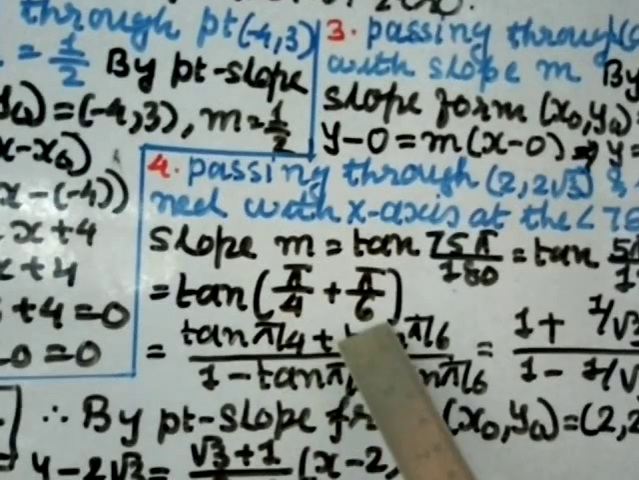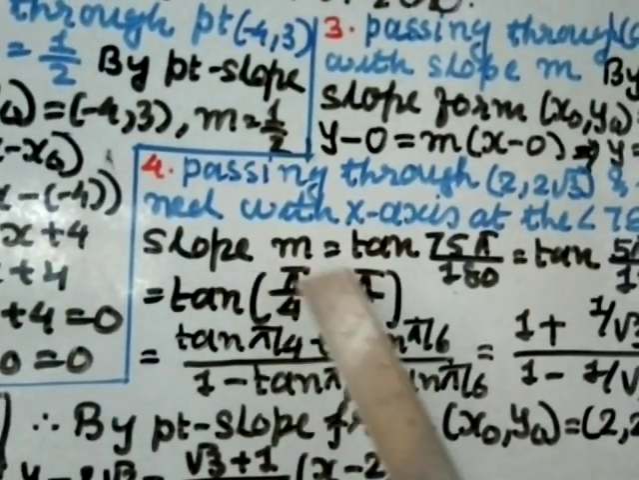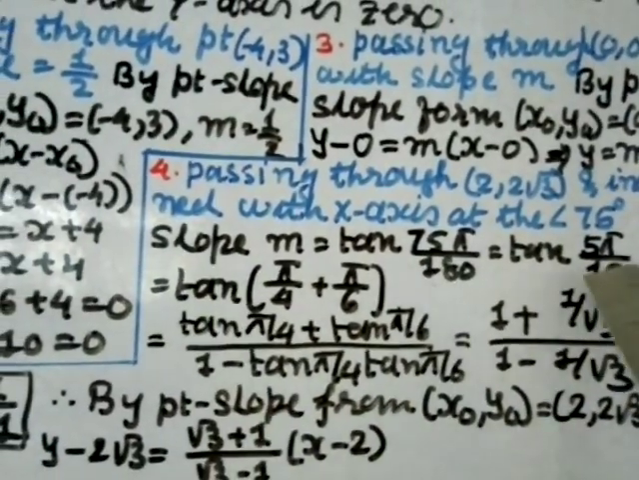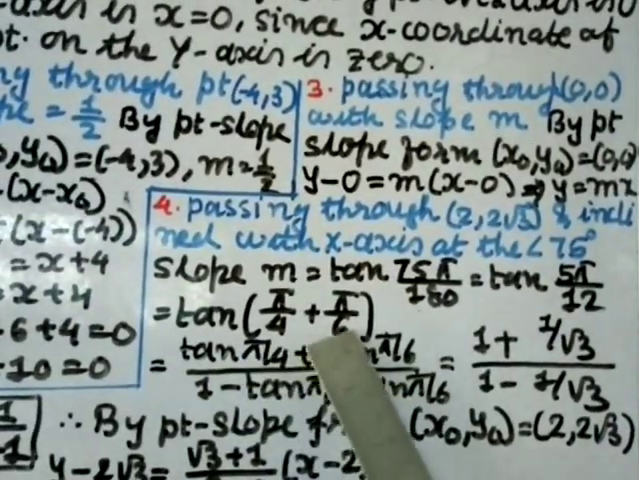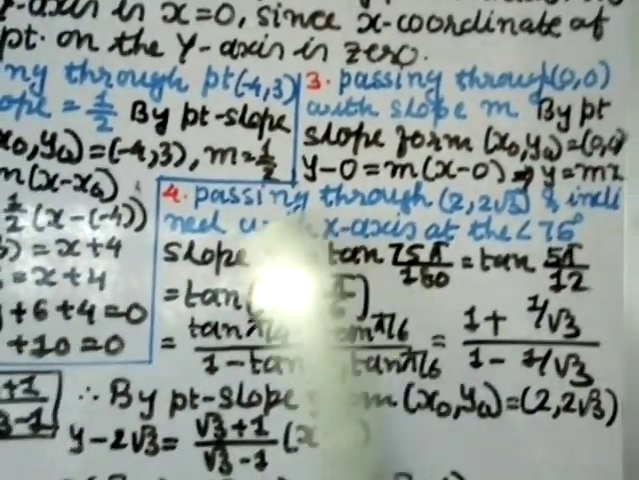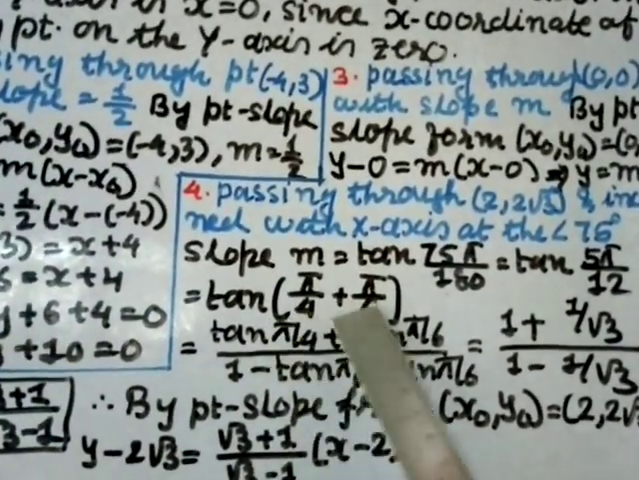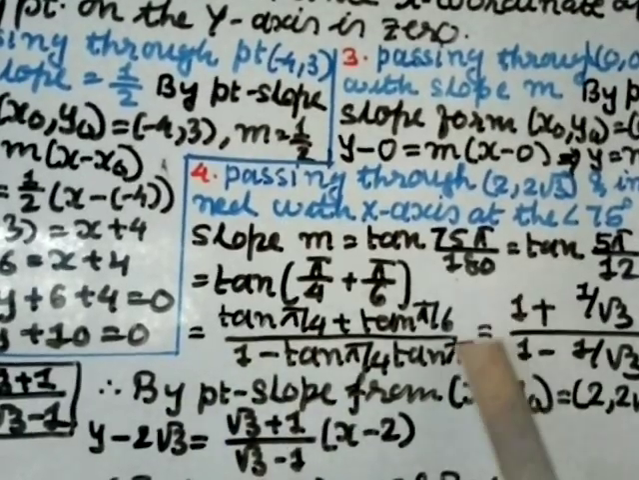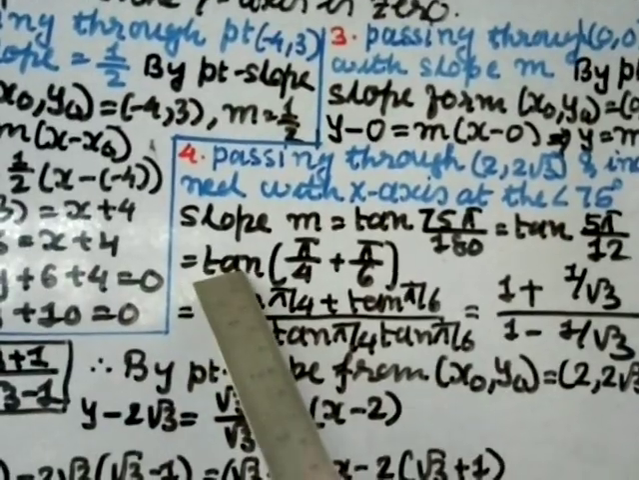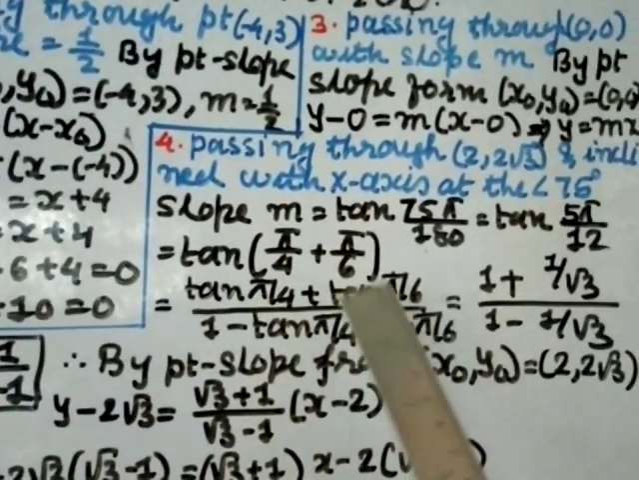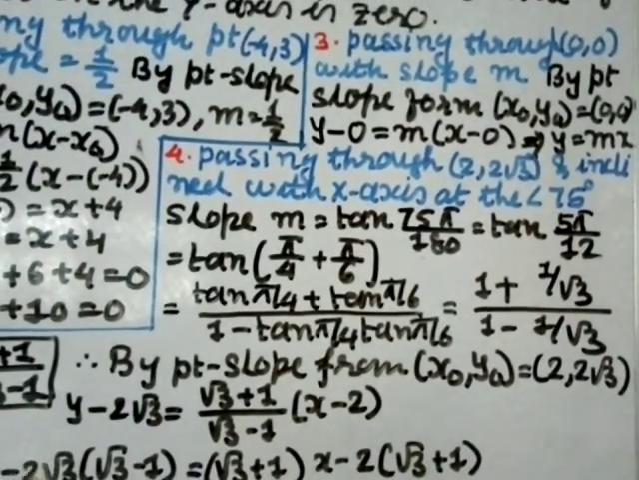The LCM of these is 12, so you multiply here by 3 and here by 2. So 3 plus 2 is 5 pi by 12. So this value is this. Or you can divide 75 as 45 plus 30, and you will get the same result. I am just converting to radians. Now I am going to use the tan x plus y formula, that is tan x plus tan y divided by 1 minus tan x tan y. Using that formula, I write directly tan pi by 4 plus tan pi by 6 divided by 1 minus tan pi by 4 into tan pi by 6.